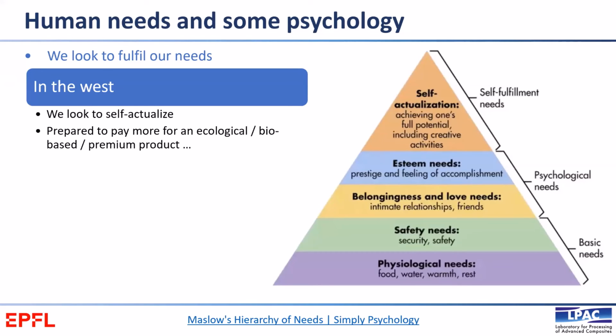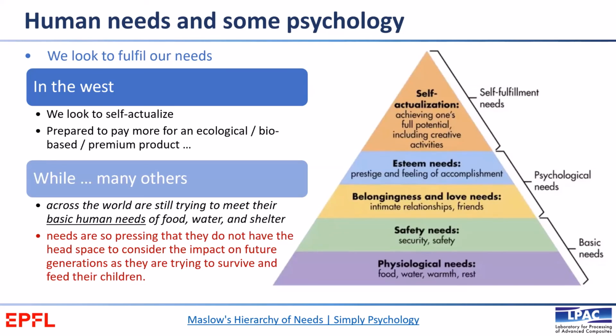The trouble is there's a conflict between us in the West who want to self-actualize, and maybe we're prepared to pay a bit more for a premium product, against other people who are still trying to feed themselves and their families. And their needs are so pressing that they don't have the headspace to consider their impact on future generations. So like, I need to feed my kid or it's going to die. Okay, what happens afterwards? I can't cope, can't handle. So we get this conflict between different parts of the world.